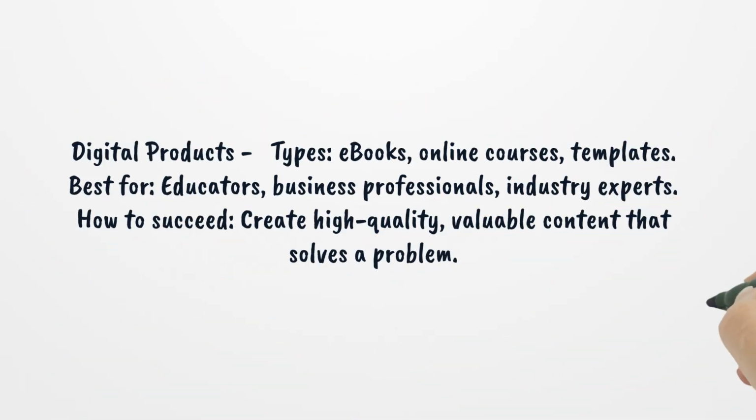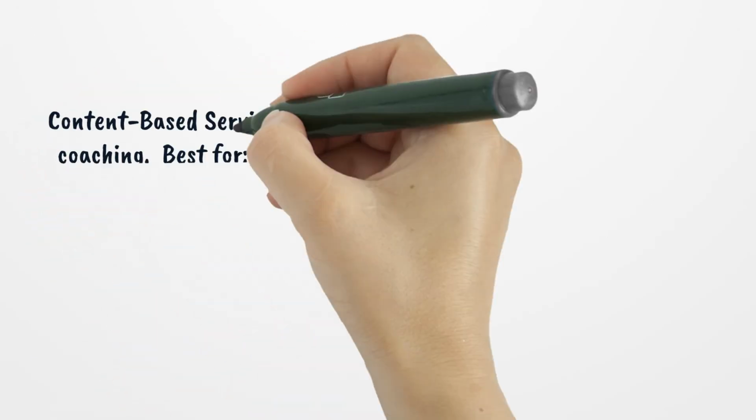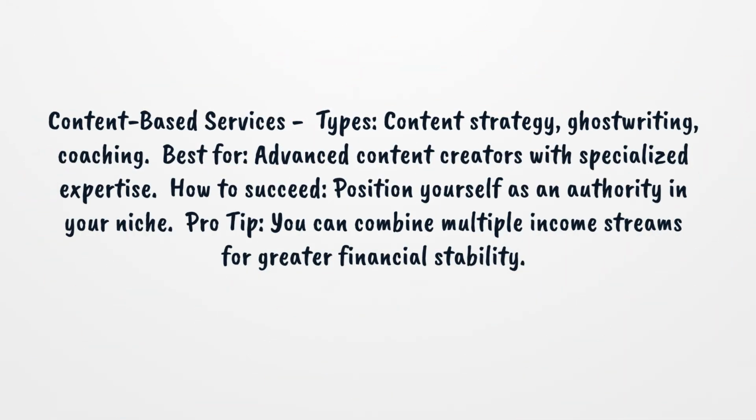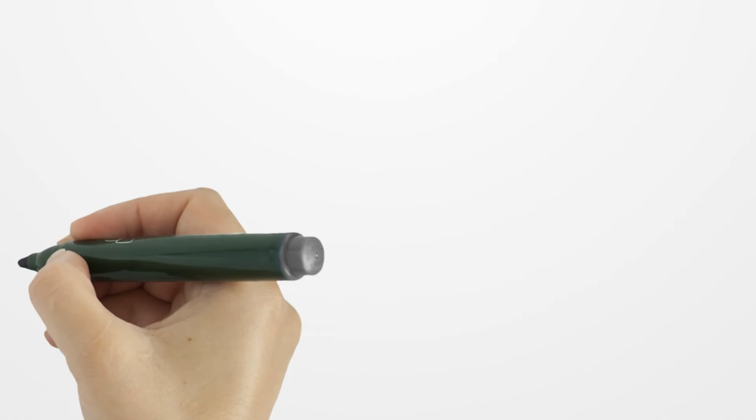B. Digital products. Types: ebooks, online courses, templates. Best for educators, business professionals, industry experts. How to succeed: create high-quality, valuable content that solves a problem. C. Content-based services. Types: content strategy, ghostwriting, coaching. Best for advanced content creators with specialized expertise. How to succeed: position yourself as an authority in your niche. Pro tip: you can combine multiple income streams for greater financial stability.